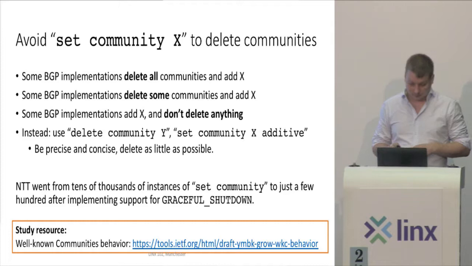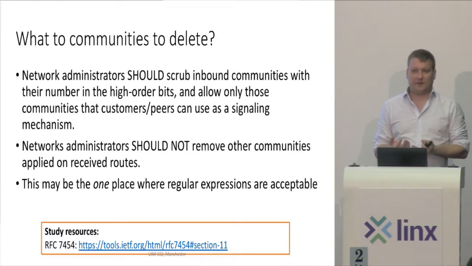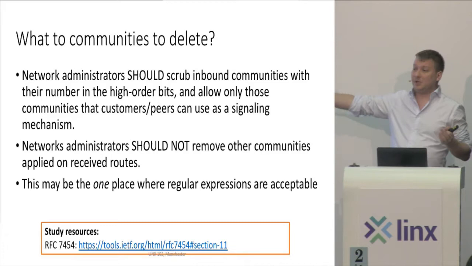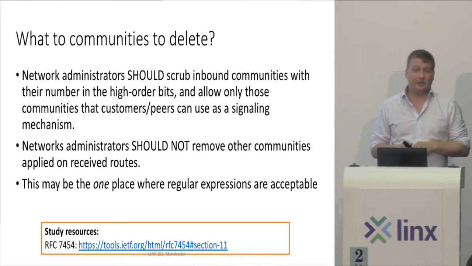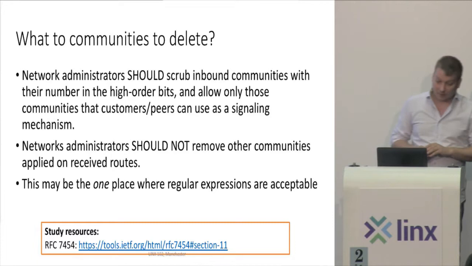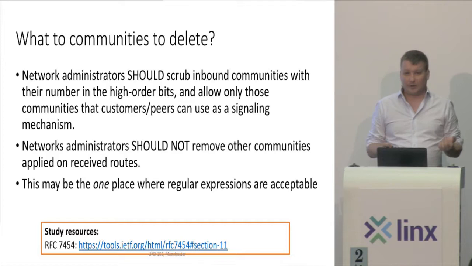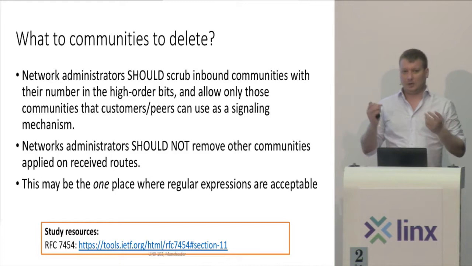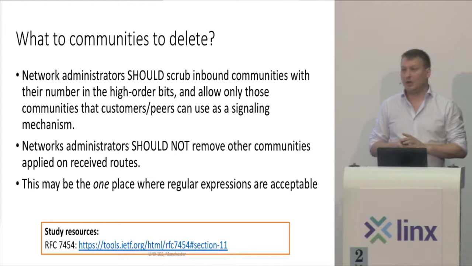Finally, when it comes to what communities should we delete, my recommendation would be delete as few as possible. Because even if you're not interested in the community, maybe some downstream network somewhere else does benefit from having access to that information. So by deleting as few communities as possible, we create opportunity for third parties to perhaps improve traffic engineering. On the flip side, if you set communities and distribute those to your neighbors, I would ask you to be considerate and not set more than 3 or 4 communities. When you're setting 30, 40 communities on a route, you should consider doing some cleanup to reduce the memory load on your neighbors. And this may be the only place where using a regular expression in routing policies is acceptable.